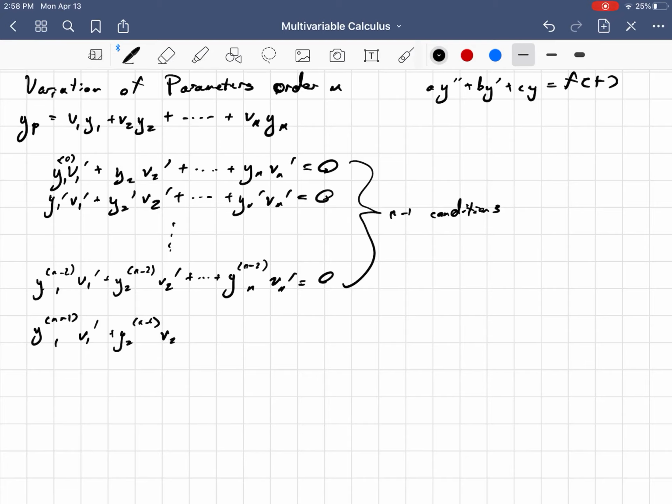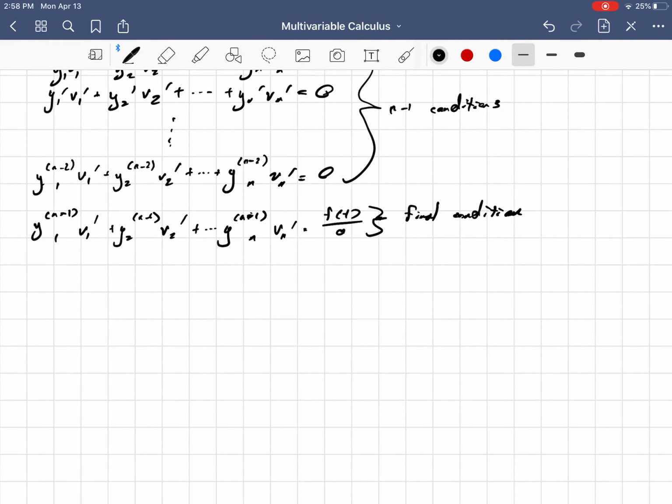And then our final condition is that the n minus 1th derivative of y sub 1 times v sub 1 prime plus the n minus 1th derivative of y sub 2 times v sub 2 prime, plus the n minus 1th derivative of y sub n times v sub n prime, is going to be equal to f of t over a, just like how it was in order 2, just generalized. So this is the final condition. Now if that isn't ugly enough, just wait, it gets worse.